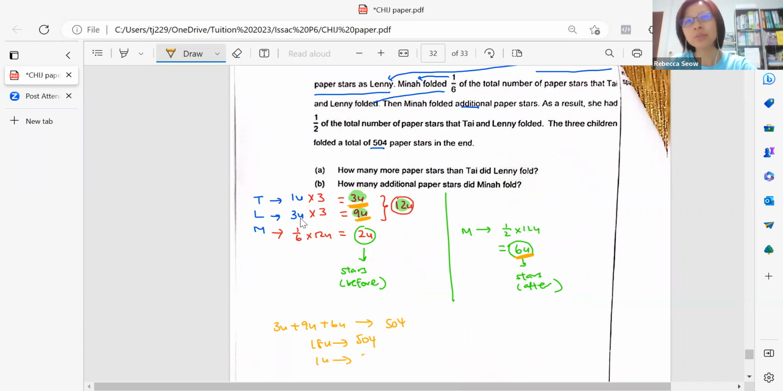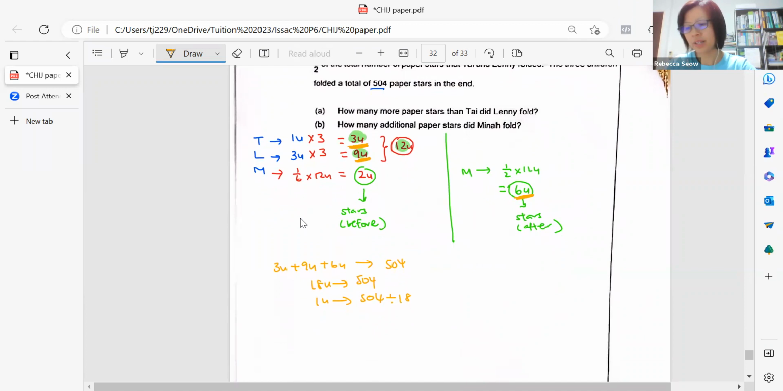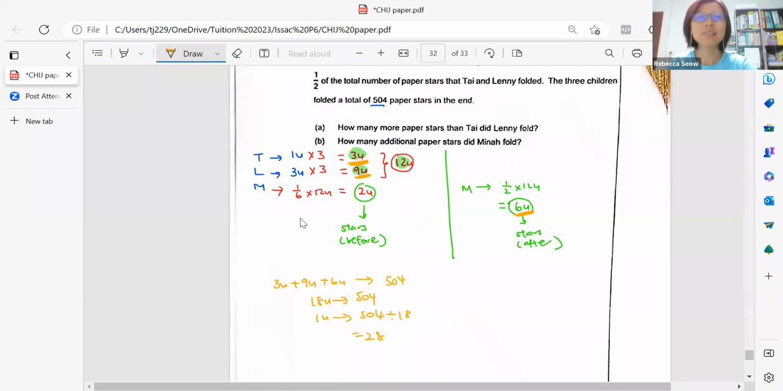Hence, 1u would be 504 divided by 18. Okay, and we will end up with 28. At this point, if we can get our 1 unit as a whole number, we are likely to be on the right track. So how many more paper stars than Ty did Lenny fold?